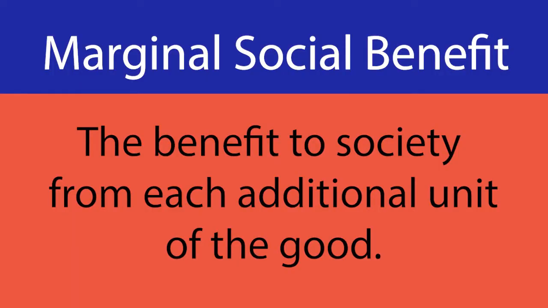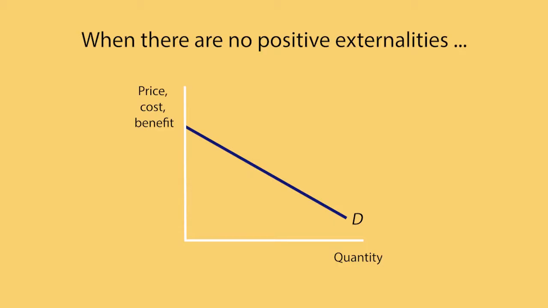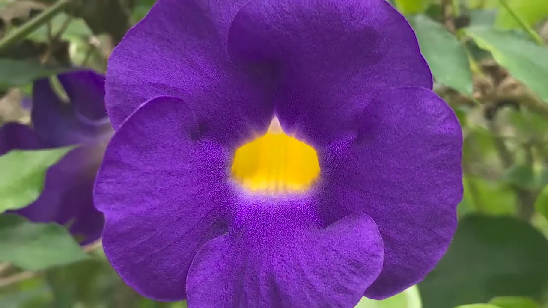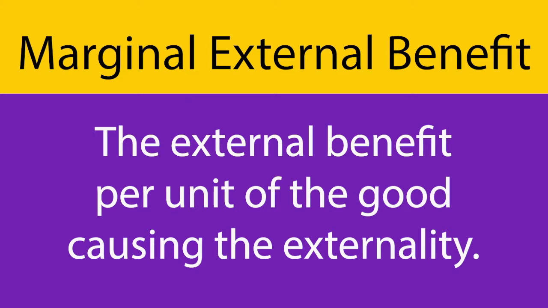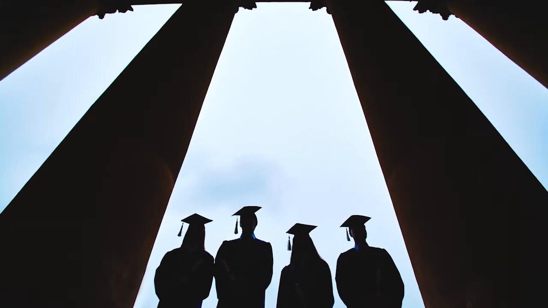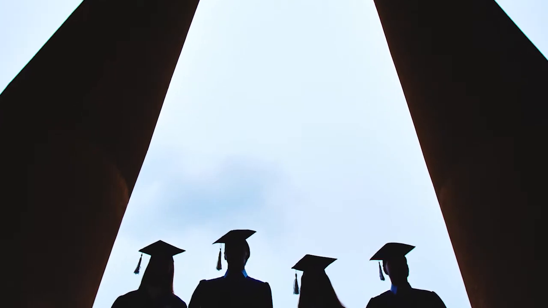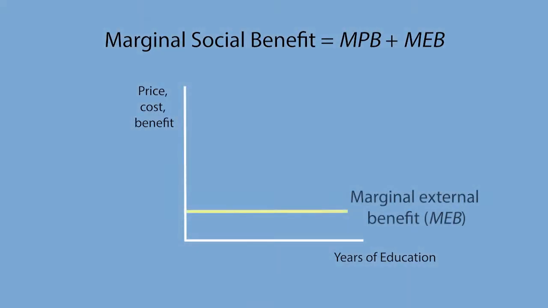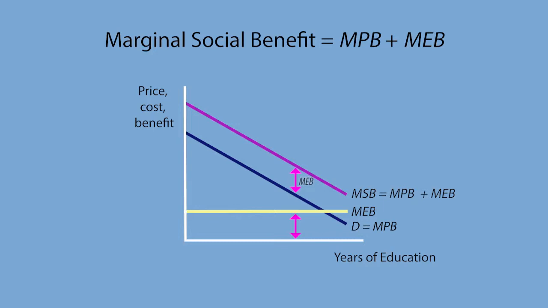The marginal social benefit is the benefit to society from each additional unit of the good. In the absence of positive externalities, the demand curve, the marginal private benefit curve, and the marginal social benefit curve are all the same curve. For a good with positive externalities, we can consider the marginal external benefit, which is the external benefit per unit of the good. For instance, each year of education for a student gives society the benefits of added productivity that serves consumers and firms, and shared wisdom. The marginal external benefit of that education raises the marginal social benefit of each year of education above the marginal private benefit.